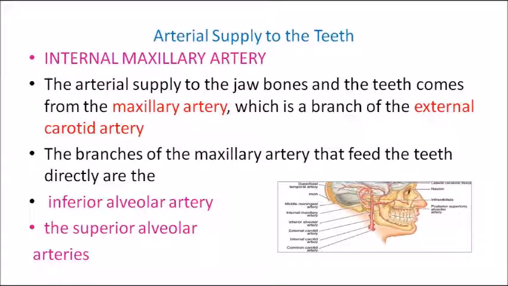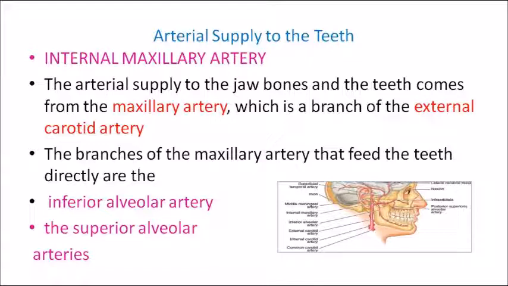So now let's talk about the vascular supply to the dentition. If you consider the vascular supply as a hierarchy, it actually comes from the external carotid artery, whose branch is the maxillary artery. The maxillary artery is one of the chief arteries which supplies the jaw bones and the teeth.